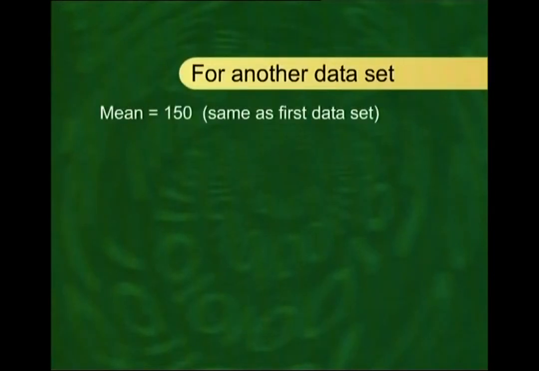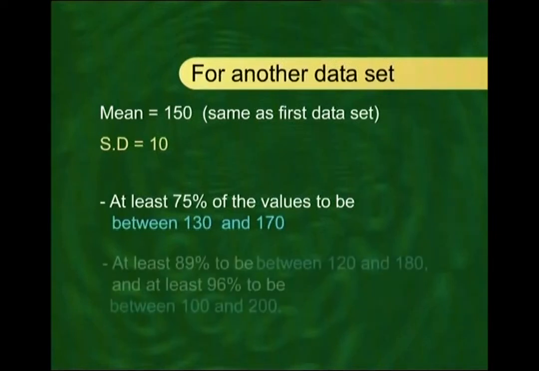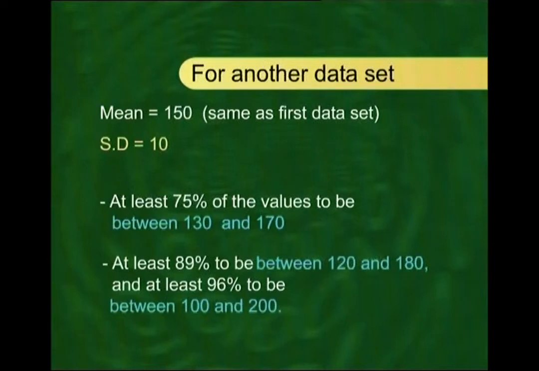Now suppose we have another data set whose mean is exactly the same as before, that is 150, but whose standard deviation is not 25 but 10. Applying Chebyshev's theorem for this particular set of data, we can expect at least 75% of the values to lie between 130 and 170, at least 89% to lie between 120 and 180, and at least 96% to lie between 100 and 200. Ye jo 96% ka figure hai, this is obtained by substituting the value k equal to 5 in the expression 1 minus 1 over k square.